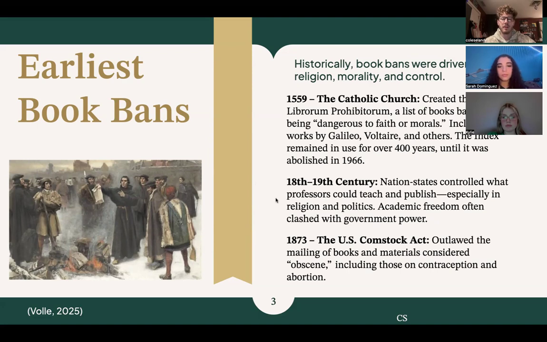In the 18th and 19th century, nation states controlled what professors were allowed to teach and publish in their classes, especially when it came to religion and politics. Academic freedom often clashed with the government's power. The U.S. Comstock Act outlawed the mailing of books and materials that were considered too obscene, like those on contraception and abortion. Although they have a long history, it never became a new issue, and it always just evolved with the different times. On to the next slide.